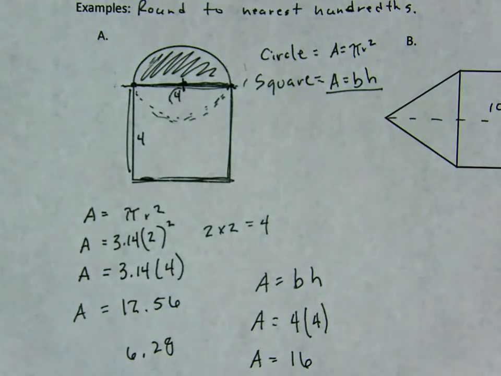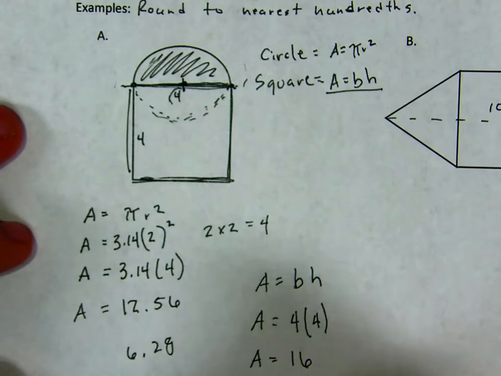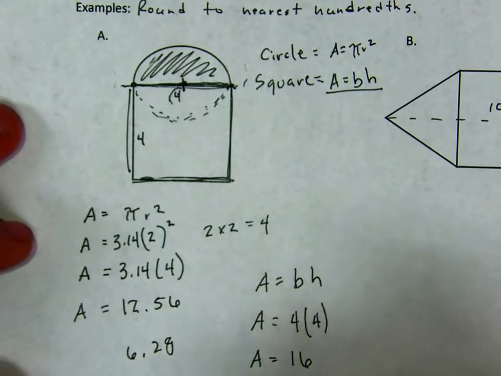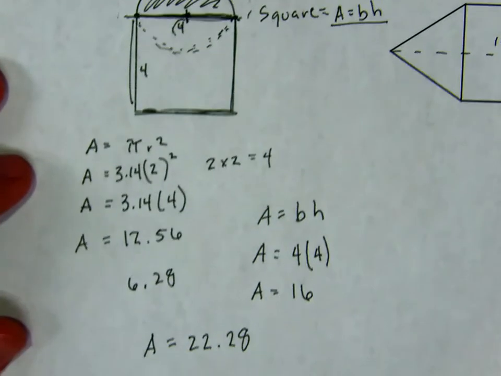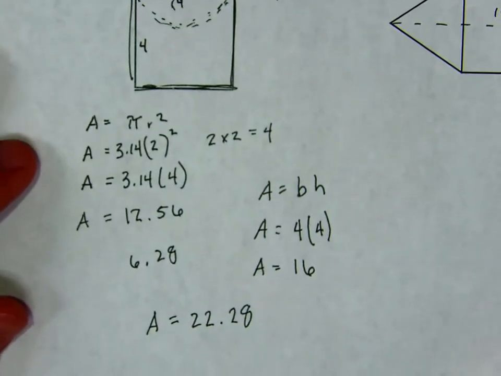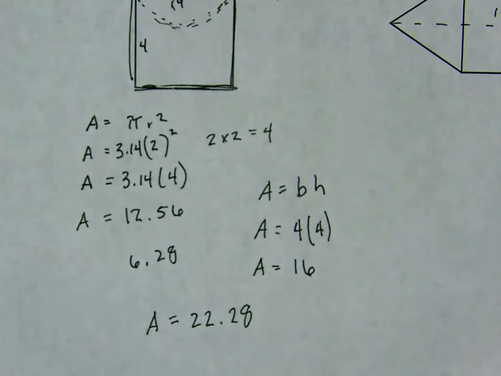In order to find the composite area of this figure, we need to add these totals together. So we got 16 plus 6.28. We get a total area of 22.28. 22.28 is our total for this composite figure. All right, that's example A.